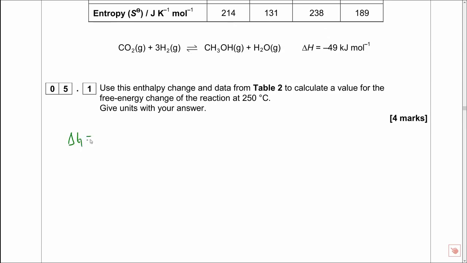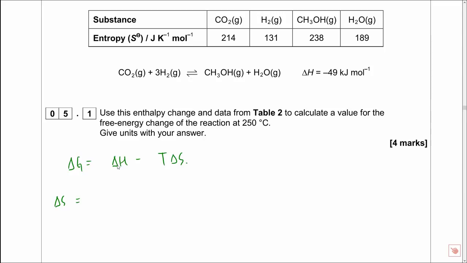So straight away, I'm saying delta G can be delta H minus T delta S. That will carry a mark, which is just ridiculous. We need to work out our delta S. It's the usual way of working this one out: we take these numbers here, products minus reactants. So we're going to be looking at 238 add 189 minus 214 minus 3 times 131. And that's going to give us an answer of minus 180.